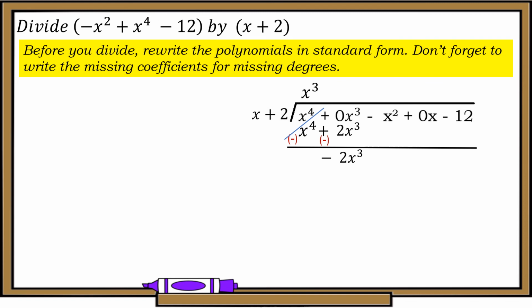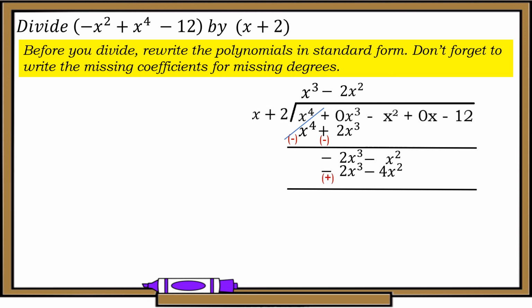After you subtract, titingnan kung may i-bring down. Bring down, negative x squared. Pag nag-bring down, balik uli sa division. Negative 2x cubed divided by x is negative 2x squared. Then you multiply. Negative 2x squared times x is negative 2x cubed. Negative 2x squared times positive 2 is negative 4x squared.